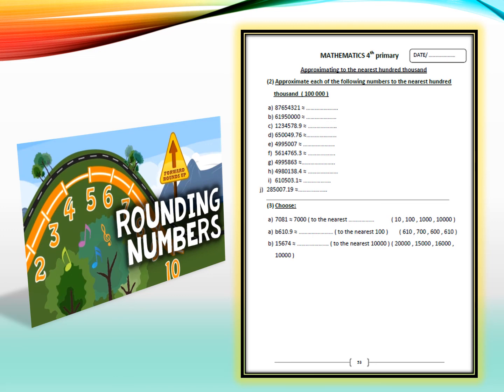The third example, 1,234,578.9. I will look at the number in 100,000, which is 2, and the number on the right, which is 3. 3 is a weak number, it will not give 2 anything, so 2 becomes 2, 3 becomes 0, 4 becomes 0, 5 becomes 0, 7 becomes 0, 8 becomes 0. So the number after approximation will be 1,200,000, and I will ignore the decimal number, I can't see it.